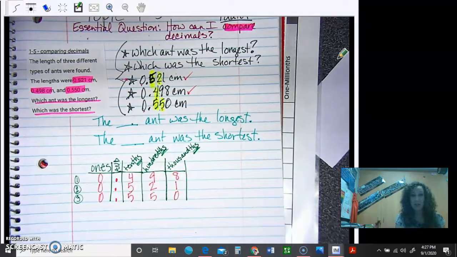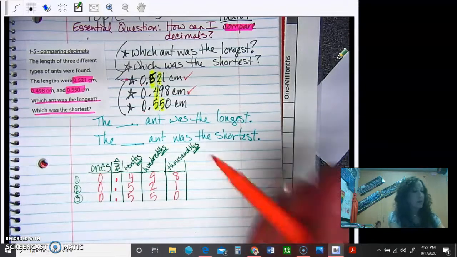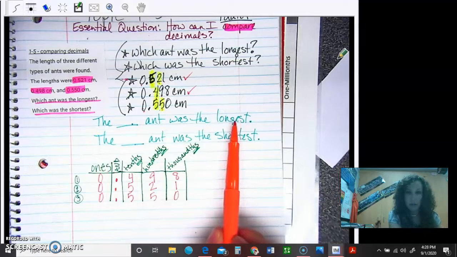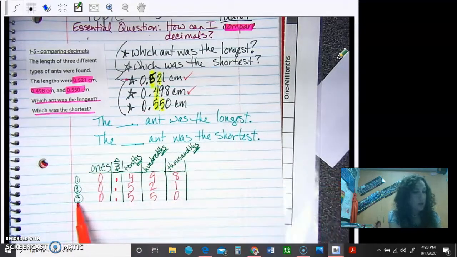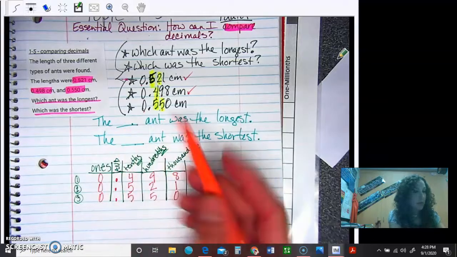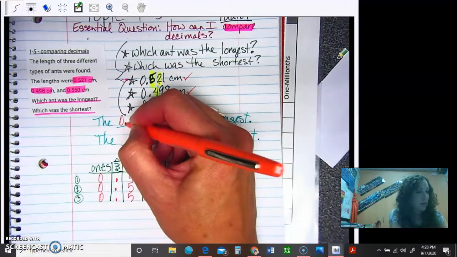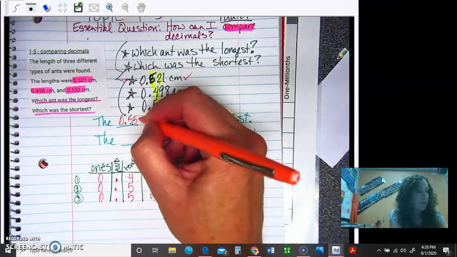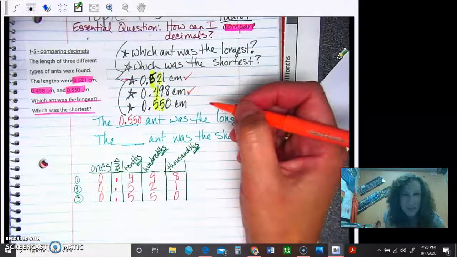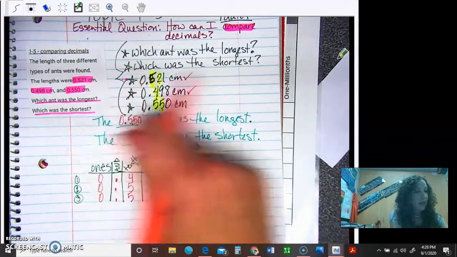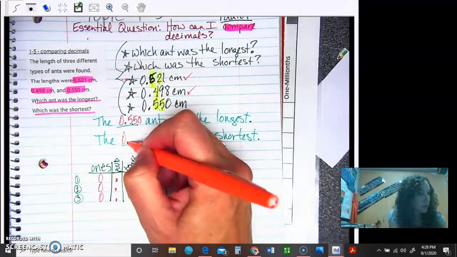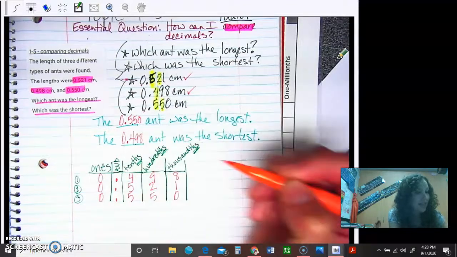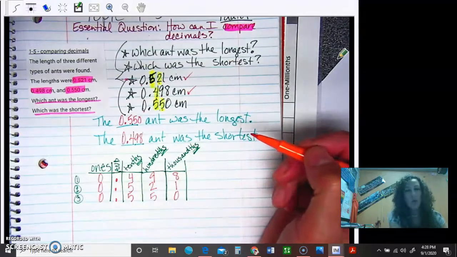And now you can answer the final 2 questions, right? You've got the sentence frame ready. So the ant was the longest. Well, I just put it in here, shortest to longest, so this number is what goes in that sentence frame. The 0.550 centimeter ant was the longest. Now I need to fill in the shortest. That would be the first one. The 0.498 centimeter ant was the shortest.